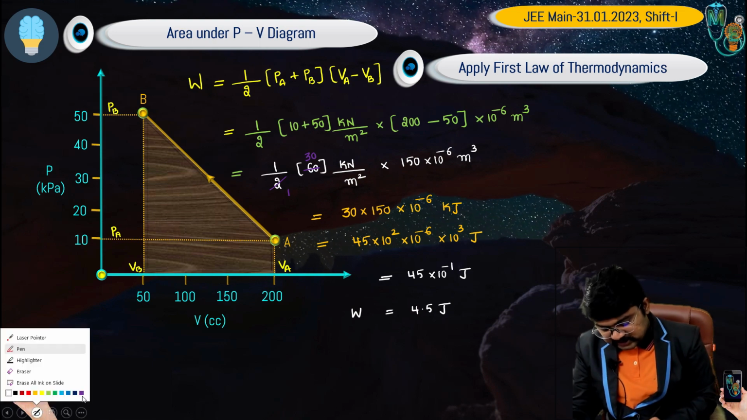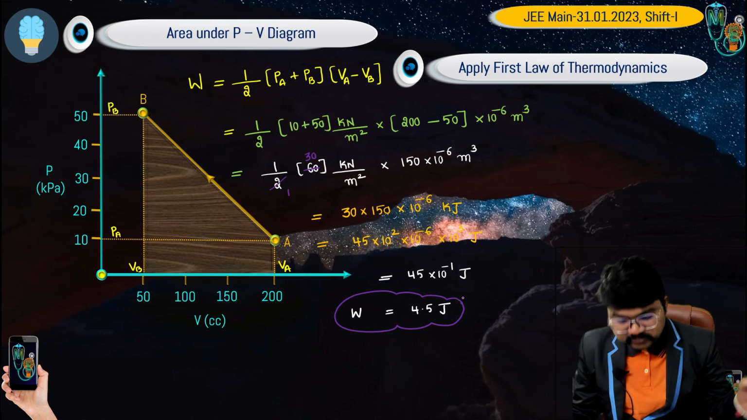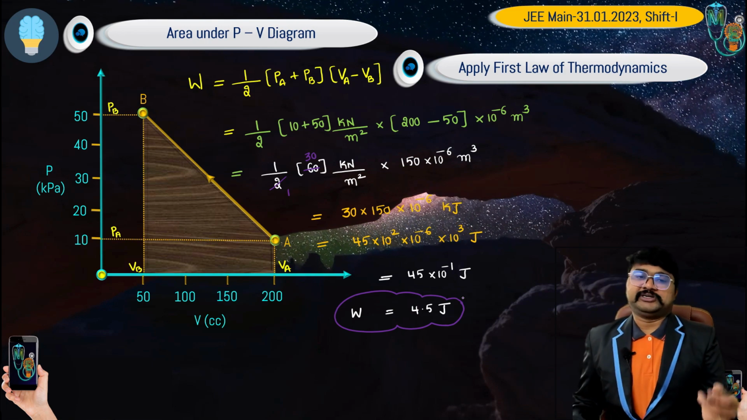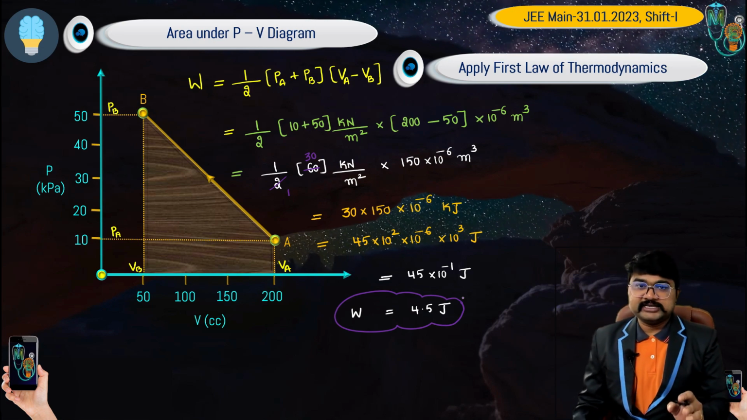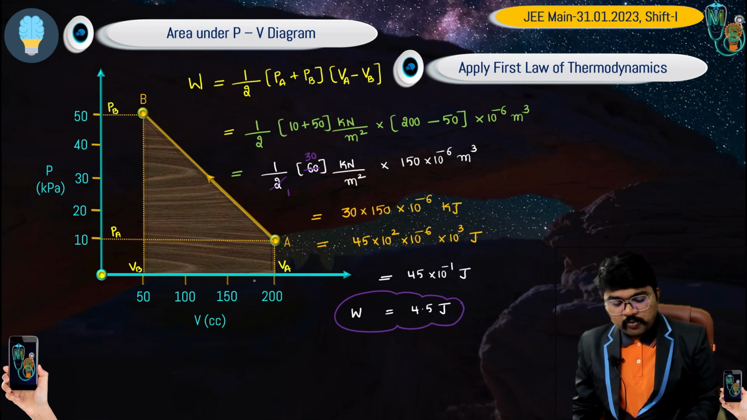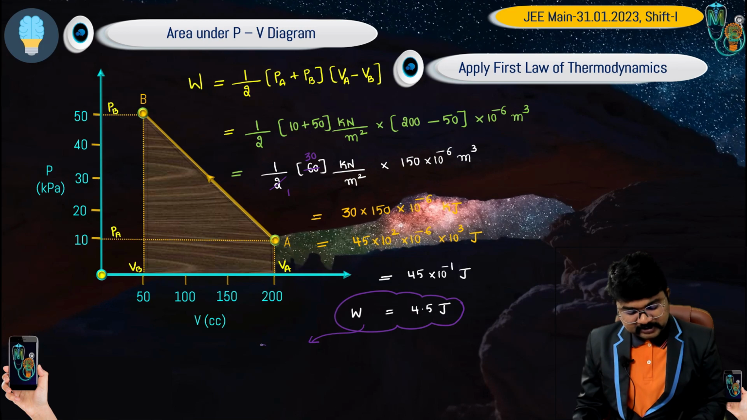Now tell me whether it is positive work or negative work. It's a compression. Understood? Compression work is negative because pressure increases and volume decreases. It's a compression work.